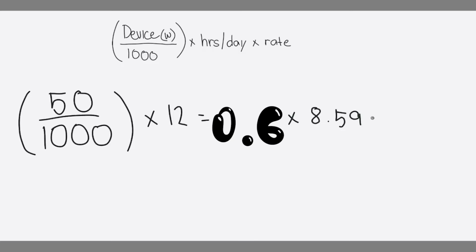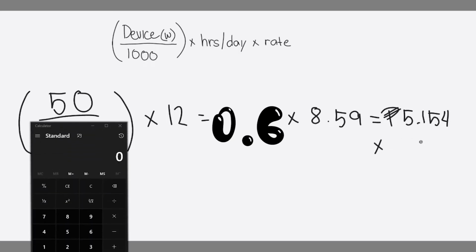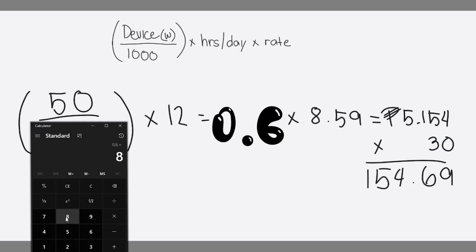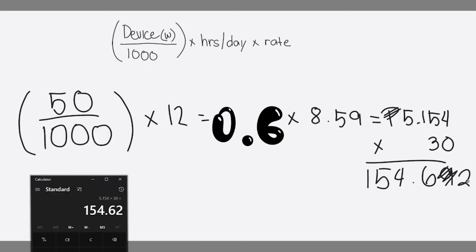Then multiply this to the electricity provider rates, which is in my case 8 pesos and 59 cents per kilowatt hour. And that will give us a grand total of 5 pesos and 15 cents per day. It looks cheap, but if we calculate it for a month, it will cost you about 154 pesos and 62 cents. And that is just for the fan.